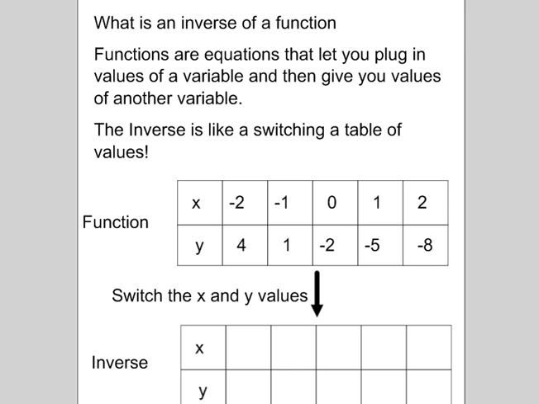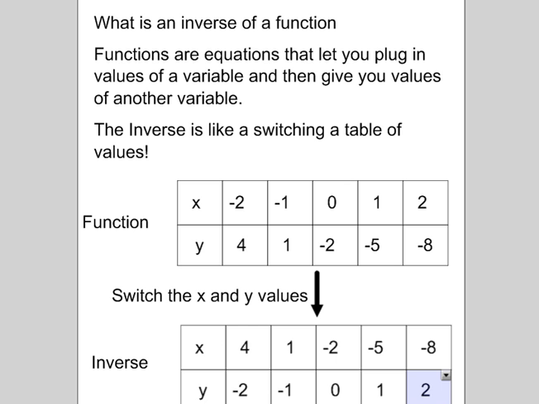So instead of the -2 being for an x, now it's for a y. Instead of the 4 being for a y, now it's for an x. -1 is now a y, +1 is now an x, and so on and so on. Switching these is one way to actually create the inverse of a function.